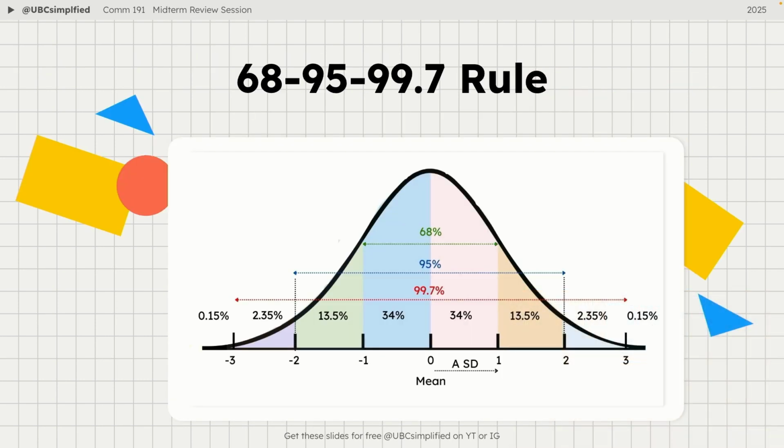But basically, it's the 68, 95, 99.7 rule. So 68% of your data will fall within one standard deviation of the mean, so -1 or +1. And basically, I divided it up, so if you ask a question like, what percentage of the data would fall between -2 and 1 standard deviations, you can just add up those numbers, like 13.5, 34, and 34. You can just add those all up to answer this question. And then just remember, it's split up evenly because it's a normal, symmetric distribution.